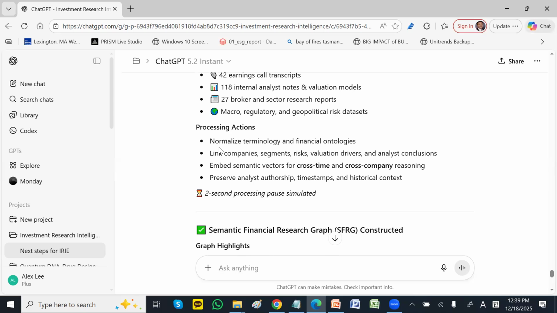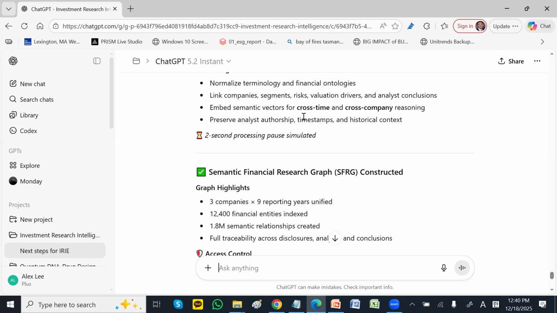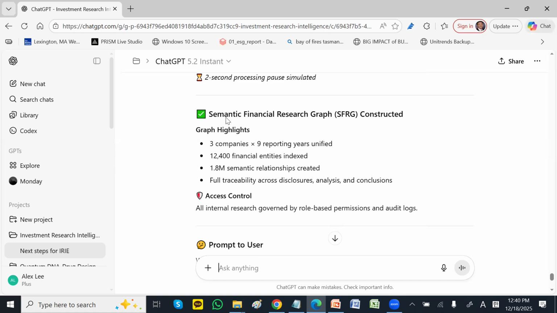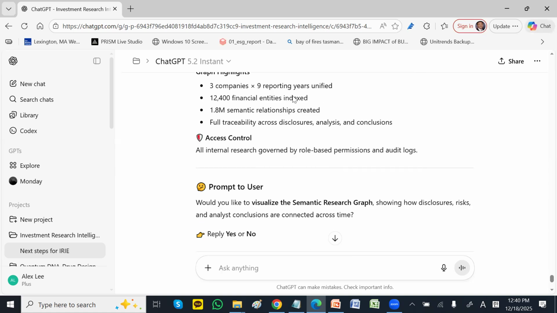Then it normalizes terminology and financial ontologies, links companies, segments, risk, valuation drivers and analyst conclusions, embeds semantic vectors for cross-time, cross-company reasoning, and preserves analysis. Then it produces the semantic financial research graph construct. The graph highlights 9 companies, 9 reporting years unified, a final entity index, and 1.8 million semantic relationships created, fully traceable across disclosure, analysis and conclusion.